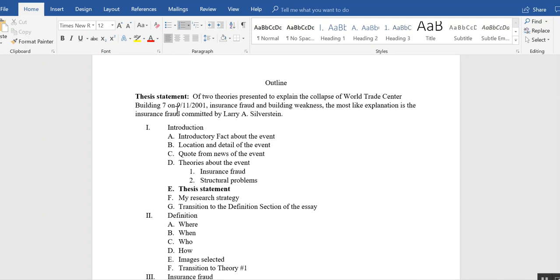Okay, so this is the thesis statement: two theories presented to explain the collapse of World Trade Center Building 7 on 9/11/2001, insurance fraud and building weakness. The most likely explanation is the insurance fraud committed by Larry A. Silverstein. Okay, so that's the thesis statement. That tells the reader that this essay will be talking about an event that happened and two explanations for why that event might have happened.